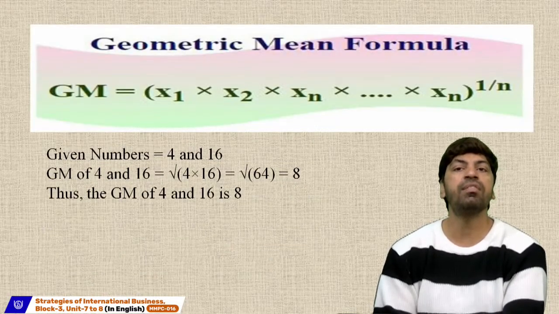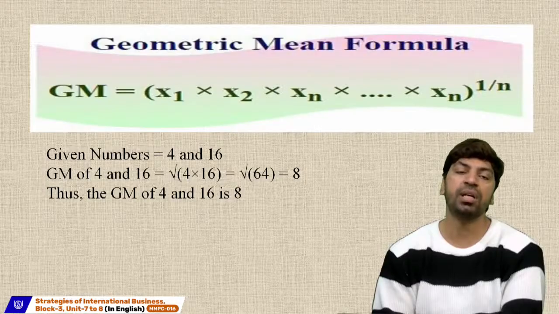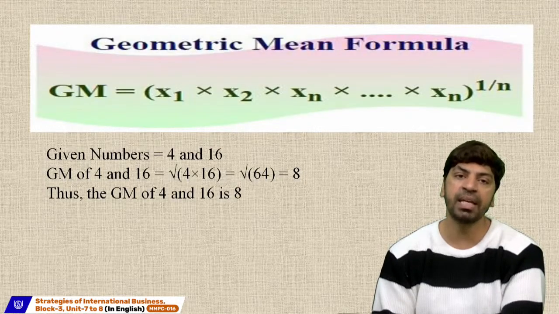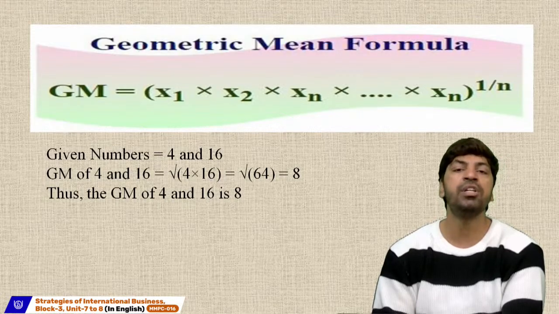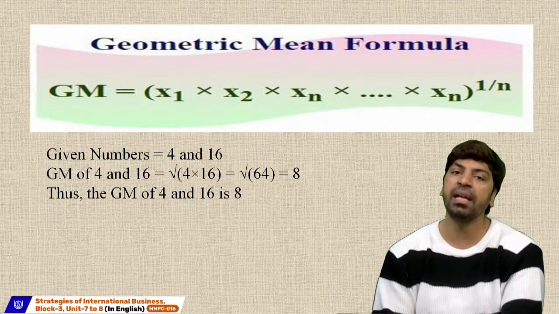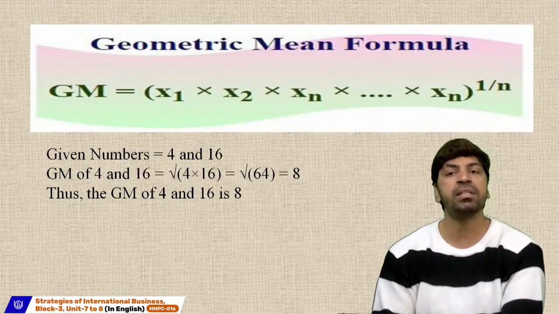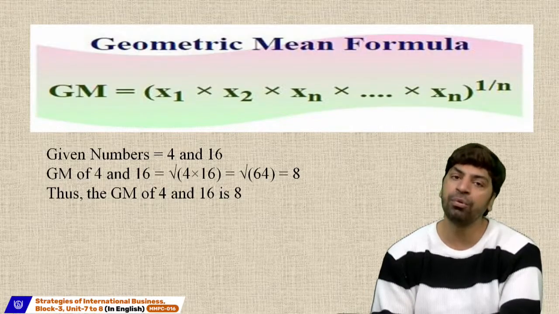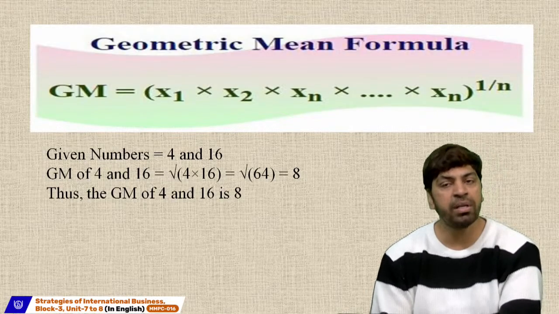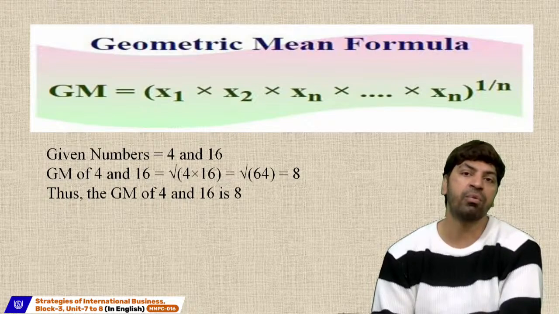So this is the formula of geometric mean. GM is the geometric mean, which is equal to the nth root of x1 into x2 into and so on up to xn, the n items. That is, if there are two values, we take the square root, for three values, the cube root, and so on. So this is how we can calculate the geometric mean.